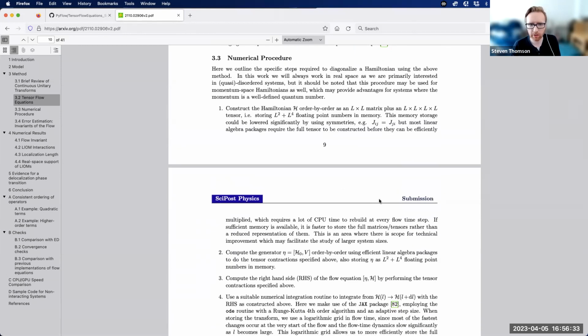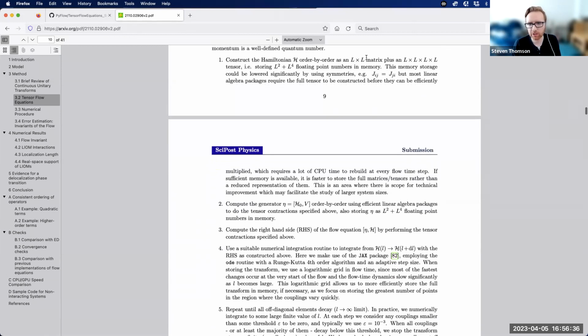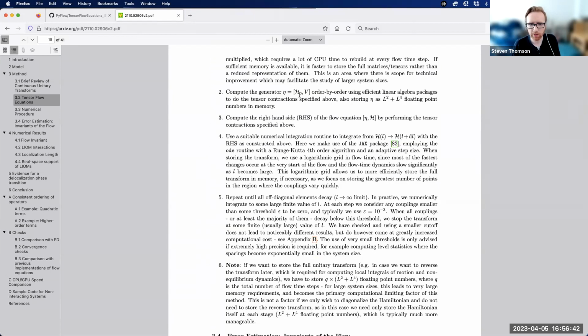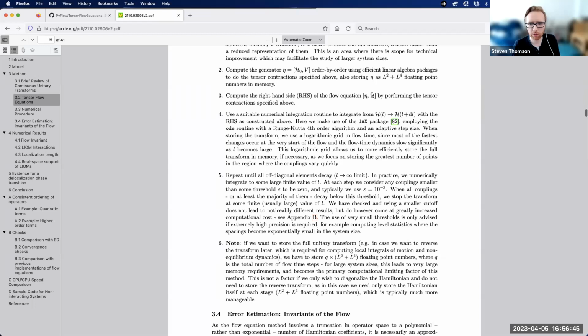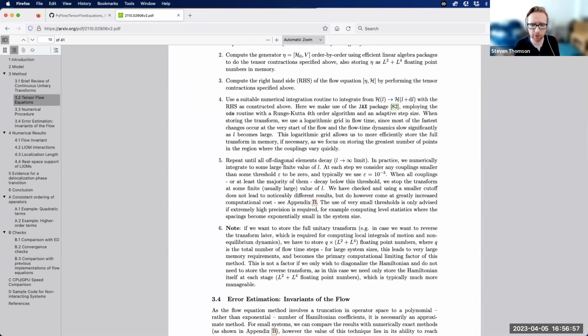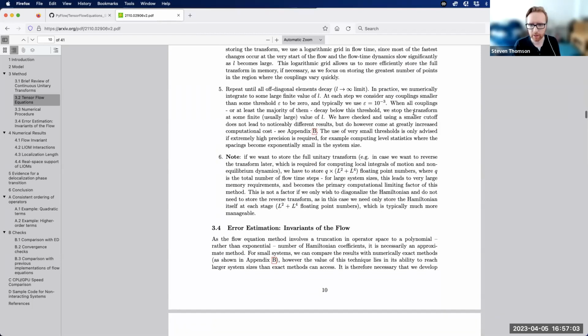It just goes through the bullet points, which are basically already said. You build your Hamiltonian as essentially a matrix plus a tensor in the computer memory. You compute the generator by computing all these tensor contractions. You then compute the right-hand side of the flow equation by computing another set of tensor contractions. You numerically integrate by one time step from L to L plus dL, and then you just repeat this until the Hamiltonian converges to some desired accuracy. And then I think in this work we've set a threshold for when the couplings decay to less than 10 to the minus u, we say the Hamiltonian is effectively diagonalized.